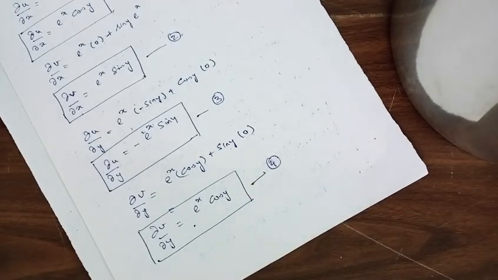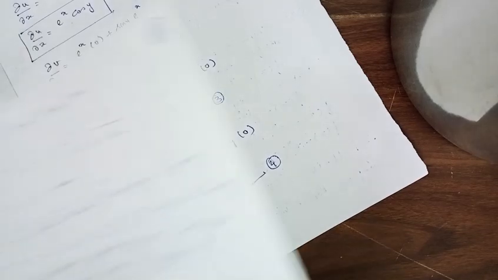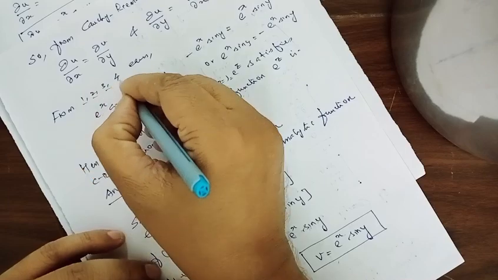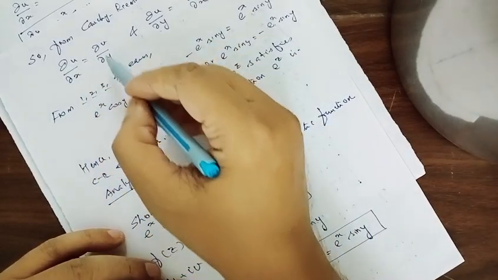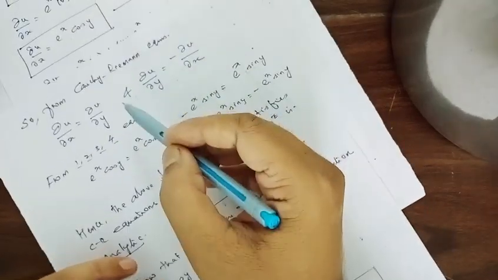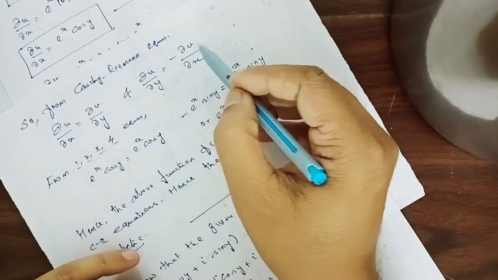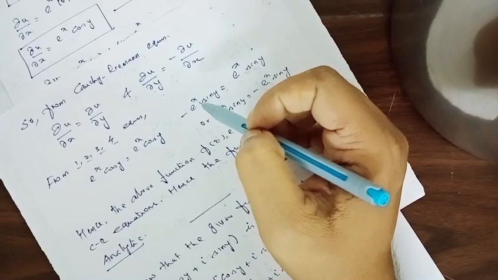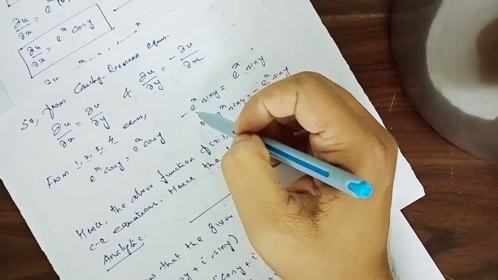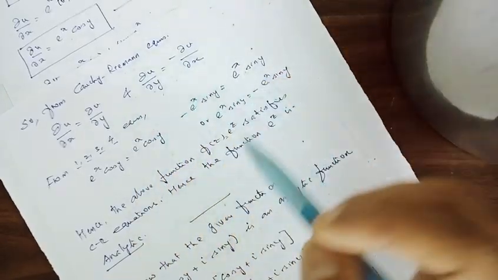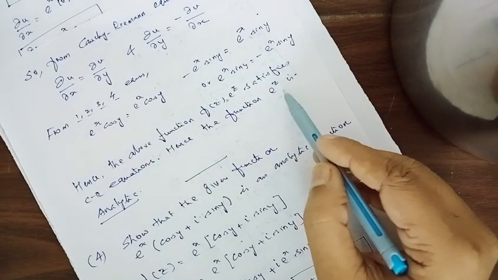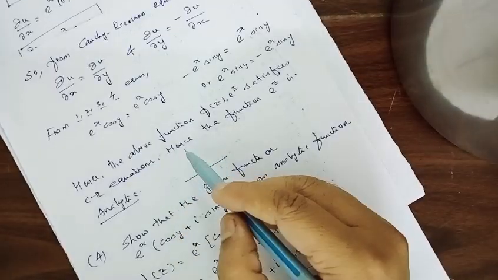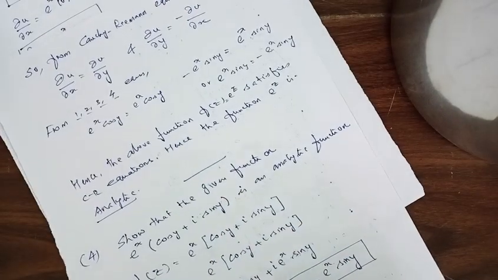Now according to the Cauchy-Riemann equations, from equations 1, 2, 3, 4, ∂u/∂x is equal to ∂v/∂y and ∂u/∂y is equal to minus ∂v/∂x. So this function satisfies the Cauchy-Riemann equations. Also it is continuous. Therefore the given function e^z is analytic. Okay, I hope you will understand this. Now we will see another example.